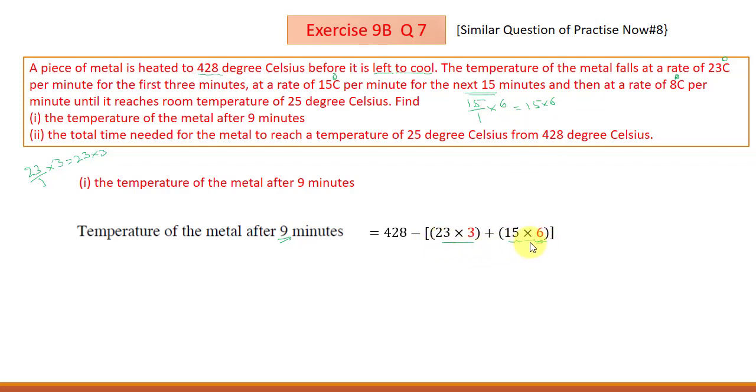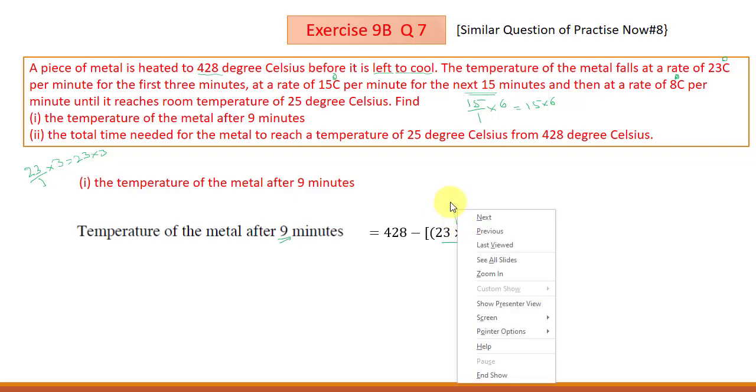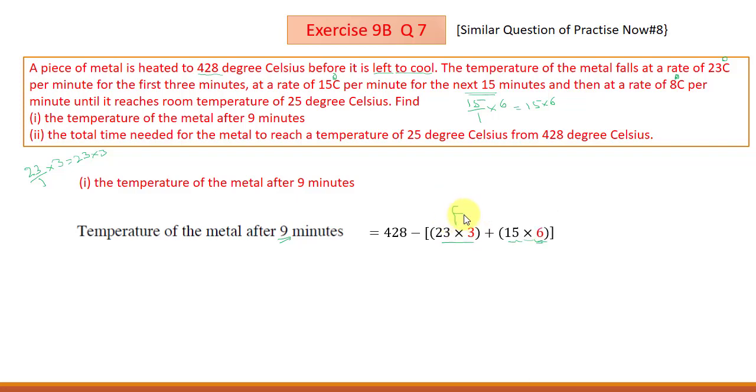We will add both these values. Why? Because they show the fall in the temperature. And this is the maximum temperature, which is 428. So we subtract all this from 428. Make sense? Okay. Now we will do the calculation.